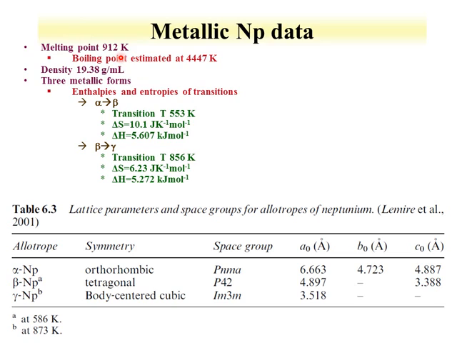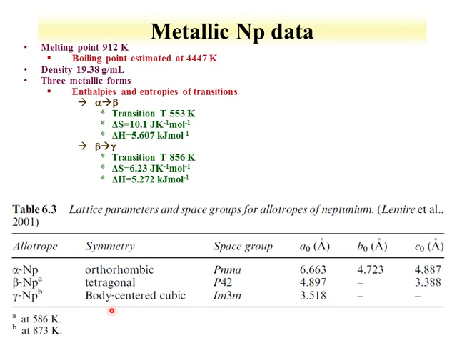Neptunium has a melting point of around 600 degrees C, an extremely low melting point. It has a very high density, close to 20. There are 3 metallic forms. The transition temperatures are listed here for the alpha to the beta, around 500 K, and the beta to the gamma, around 850 K.